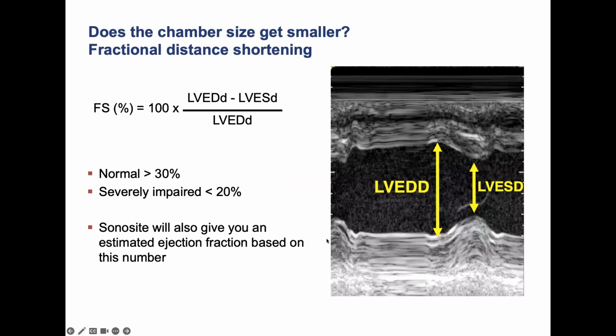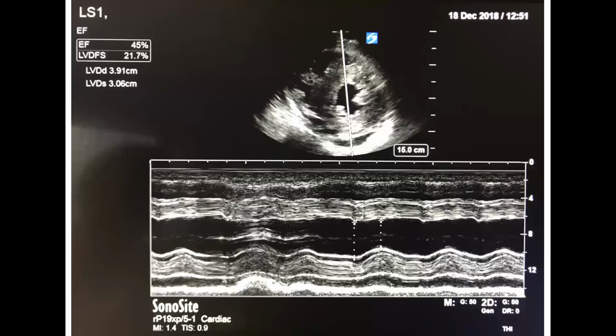So here's another picture, again, where you would get the edges in diastole and systole. And here's the equation for fractional distance shortening. You would note that normal is greater than 30, severely impaired is less than 20, but you don't even need to memorize that because the Sonosite will give you the estimated ejection fraction based on this number. And that's kind of how we all think of function, as an ejection fraction.